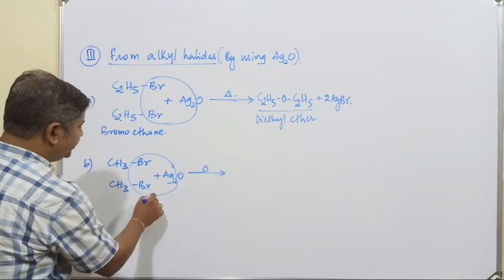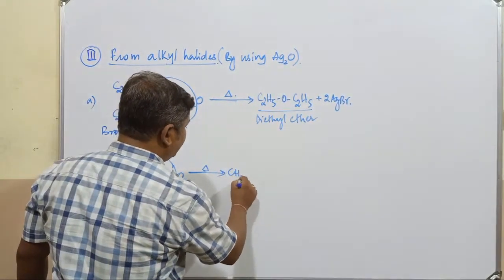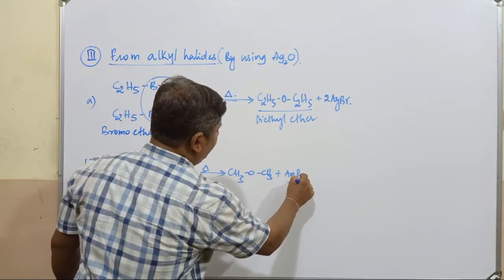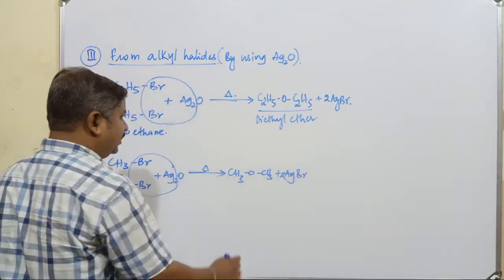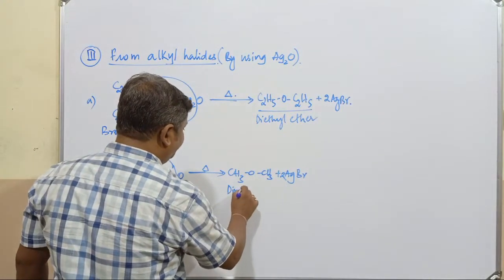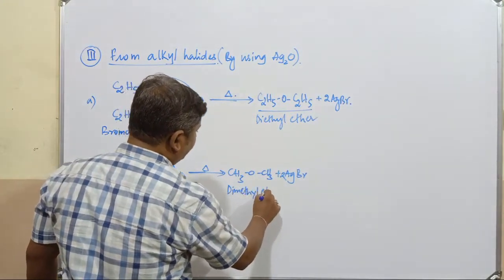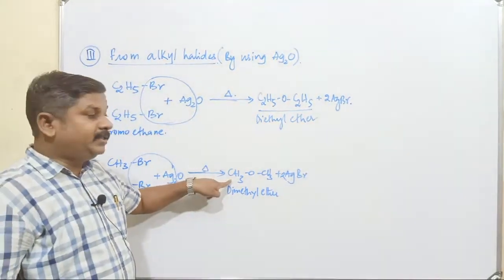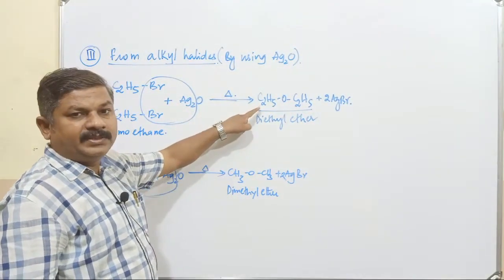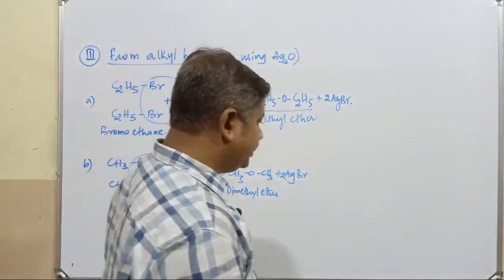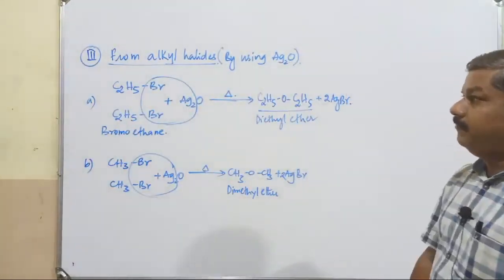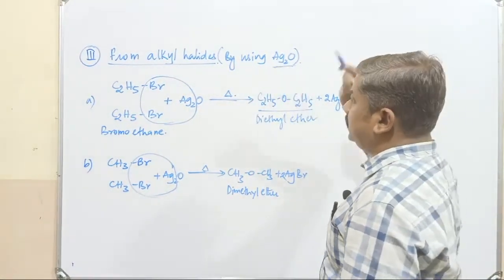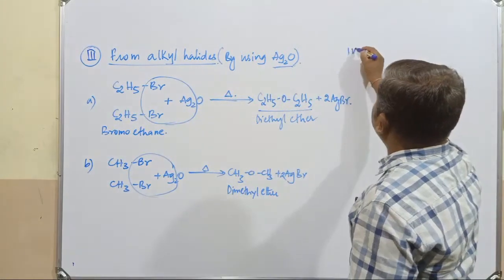So what's the compound possible here? CH3OCH3 plus 2 moles of AgBr. Now this compound is known as dimethyl ether, right? What's the IUPAC name? Ethoxymethane. This is the method of preparation of ether from alkyl halides by using silver oxide, especially dry silver oxide.